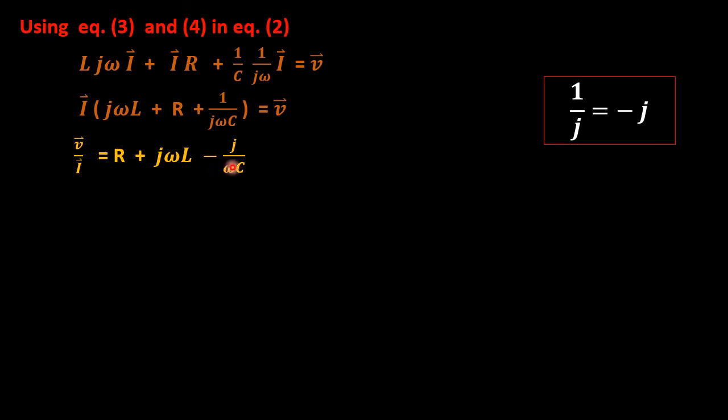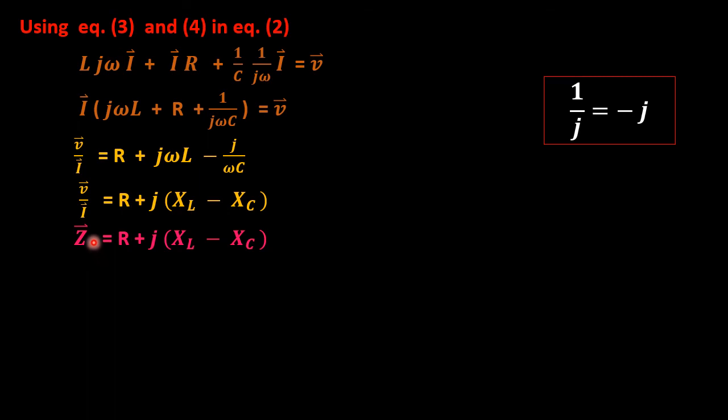Now in the second and third terms, j is common, and omega L is the inductive reactance represented by XL, and 1 by omega C is the capacitive reactance represented by XC. Then we get V by I equals R plus j within bracket XL minus XC. And on the left hand side, for LCR circuit, this V by I is the impedance. Then Z equals R plus j within bracket XL minus XC.